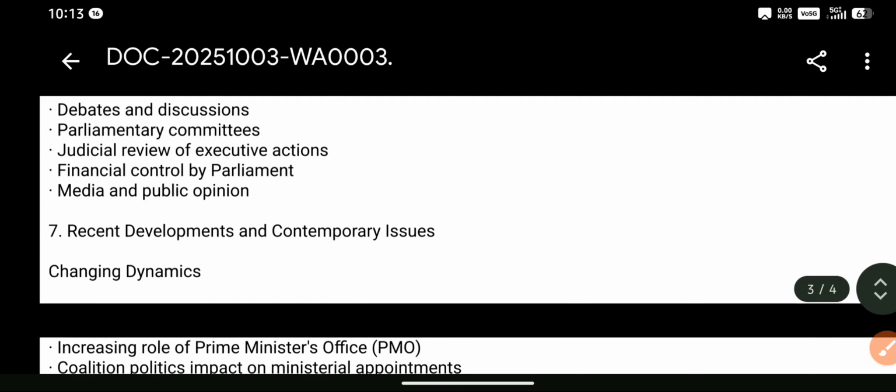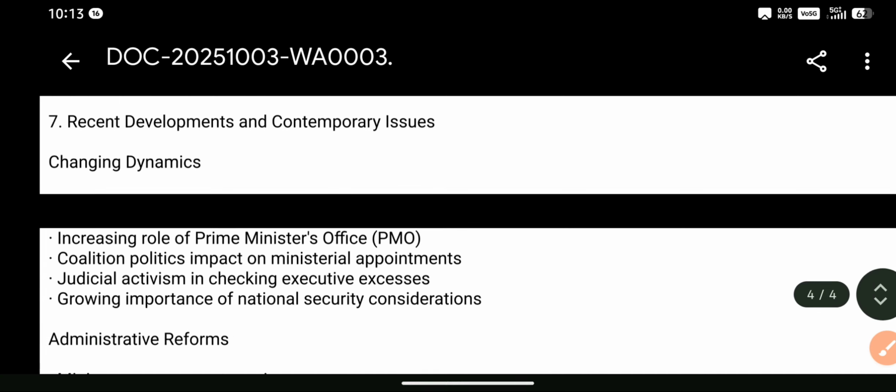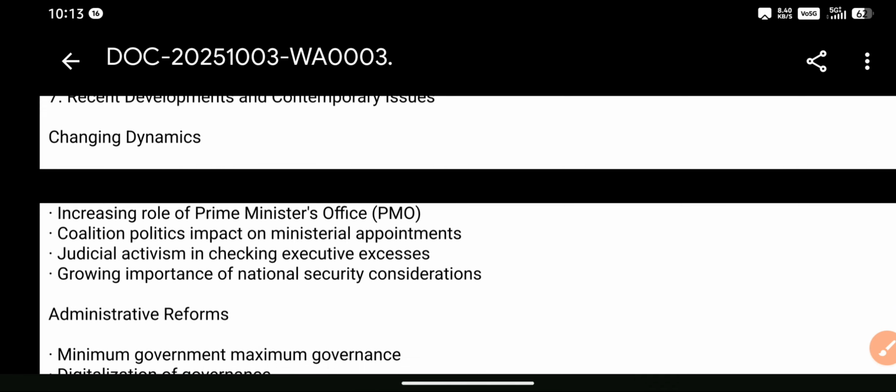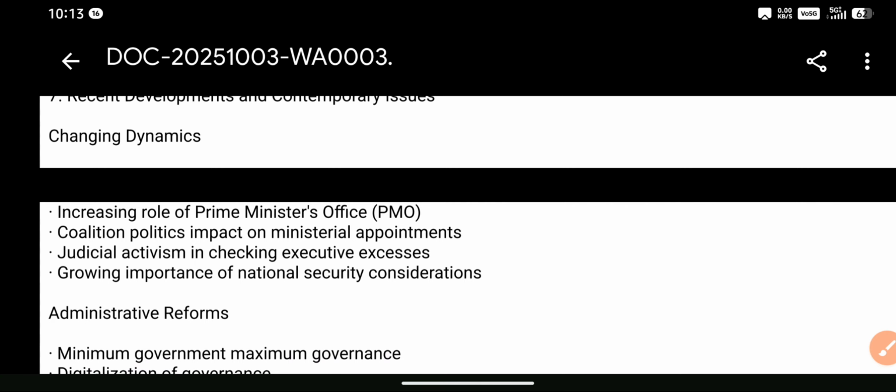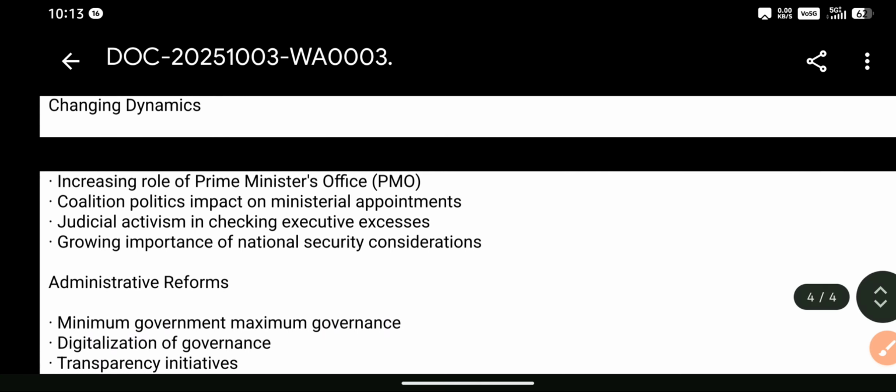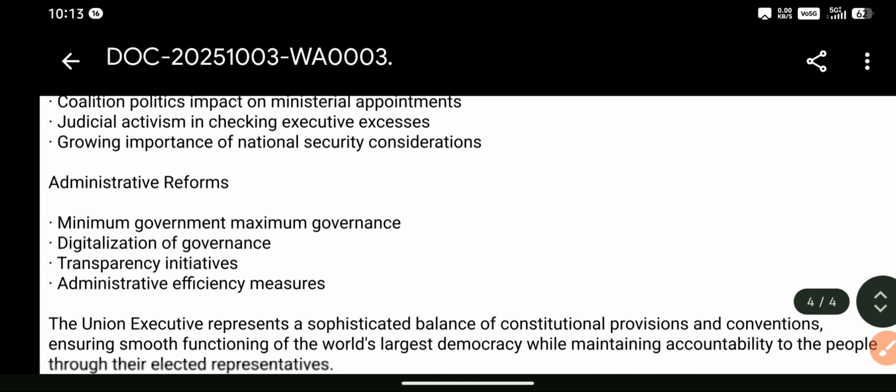Recent developments and contemporary issues, changing dynamics. Increasing role of Prime Minister's Office, PMO. Coalition politics impact on ministerial appointments. Judicial activism in checking executive excesses. Growing importance of national security considerations.